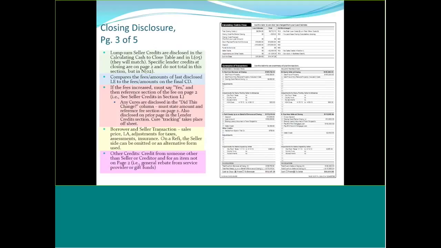Unfortunately, this calculating cash to close table doesn't give you as much information as to what specific fees change. Because if you really study this calculating cash to close table, you'll see it's a lot of subtotals or general categories that are being compared. So all you can really see is when a general category changed or was updated. You can't really tell what fees were updated or changed, and so you don't have an easy way to read it, know what changed, and see if there are any cures or tolerance violations for those updates.